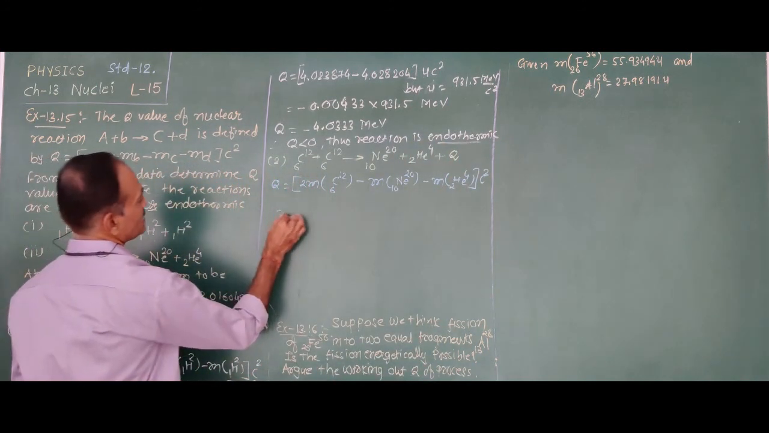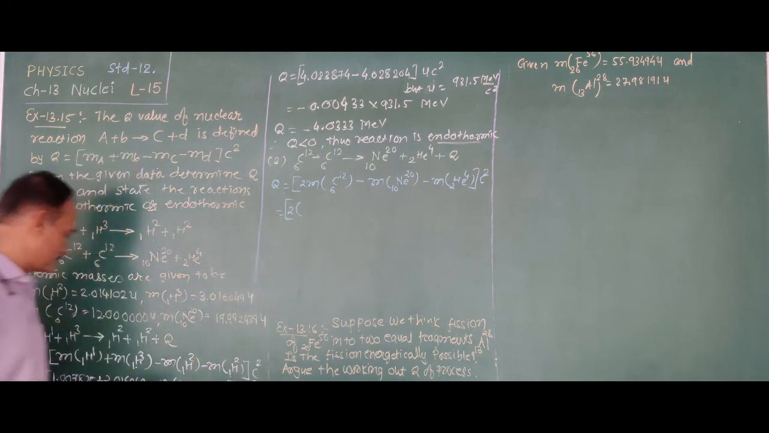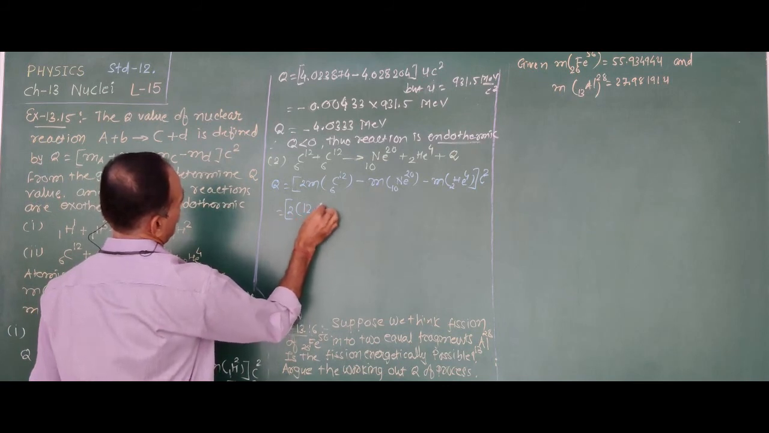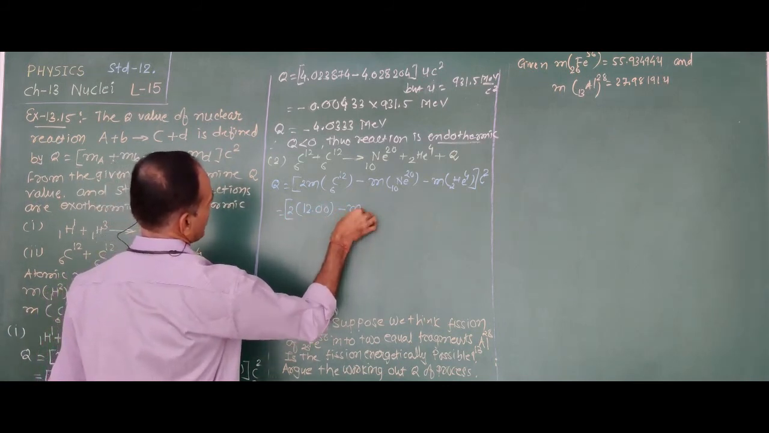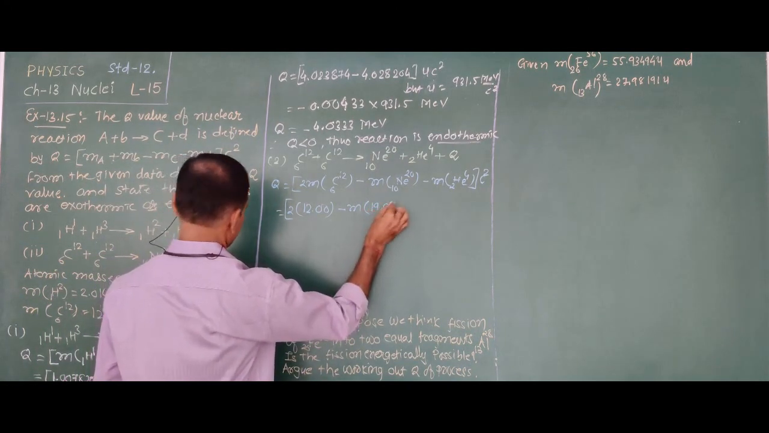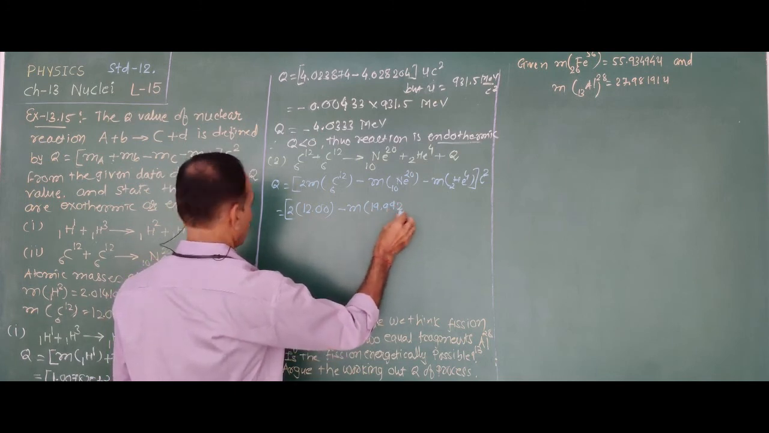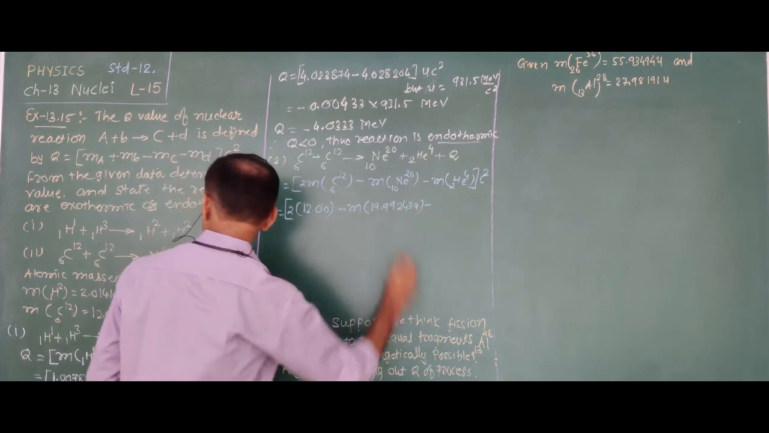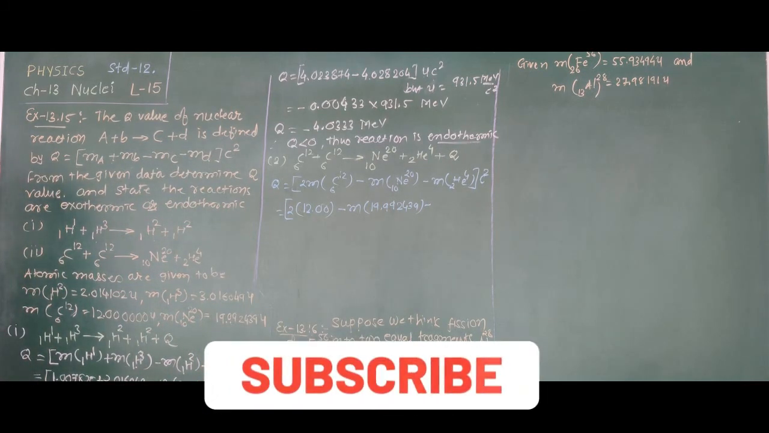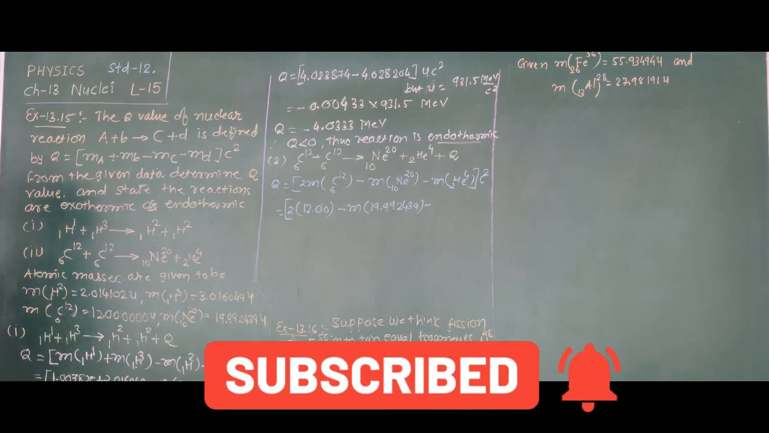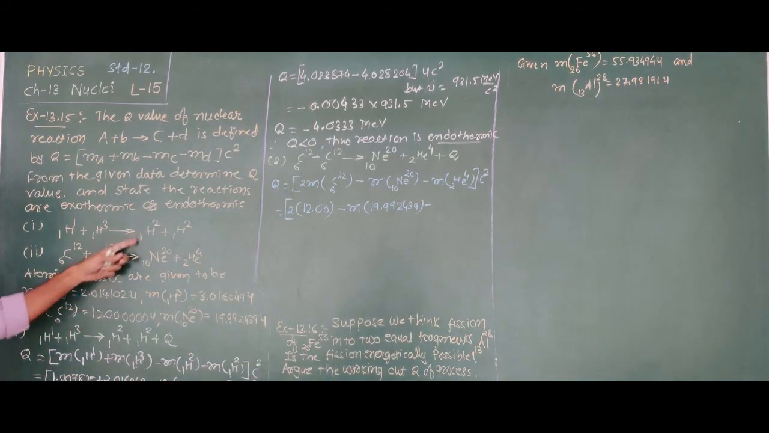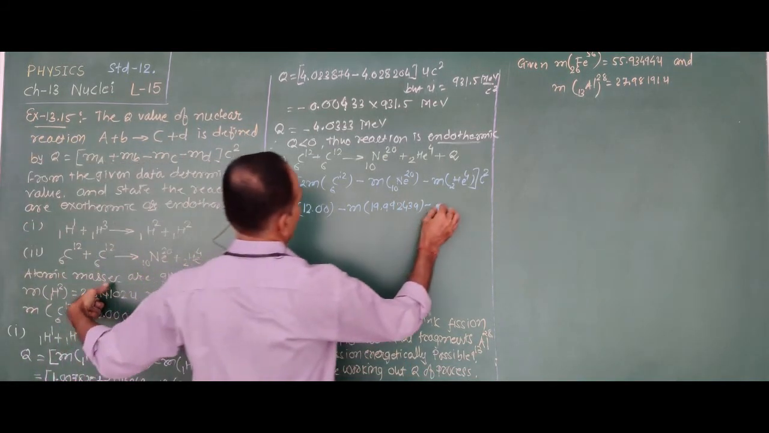Substitute the values: twice the mass of carbon, already given, 12.00 atomic mass unit, minus mass of neon. Mass of the neon is 19.992439, minus the mass of the helium. Now the mass of the helium 2He4 is twice the mass of 1H2. Therefore minus 2.